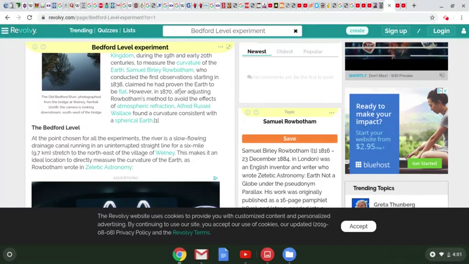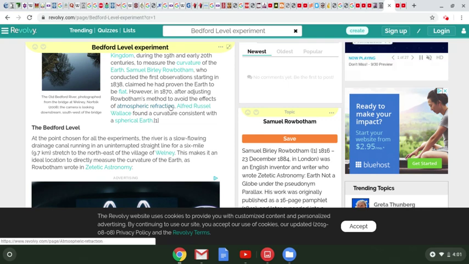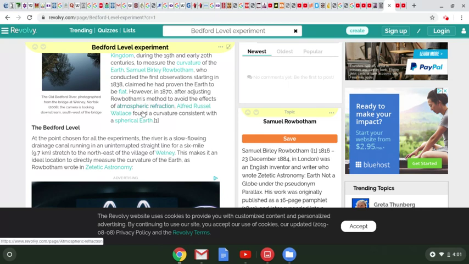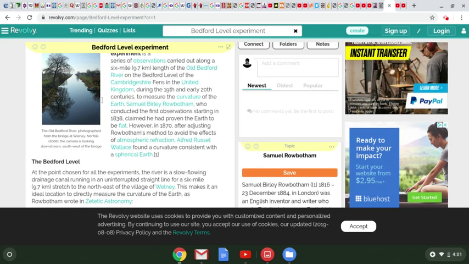However, in 1870, after adjusting Robotham's method to avoid the effects of atmospheric refraction. See, this is what they then called it. That's why you got to see it and observe it on both sides. What the hijack did and said, oh, it's just atmospheric refraction. And then they start calling them mirages when they start seeing cities and buildings that they shouldn't see from a distance.